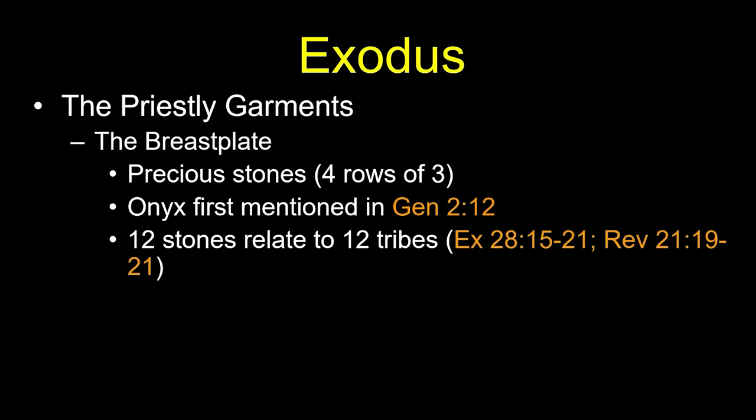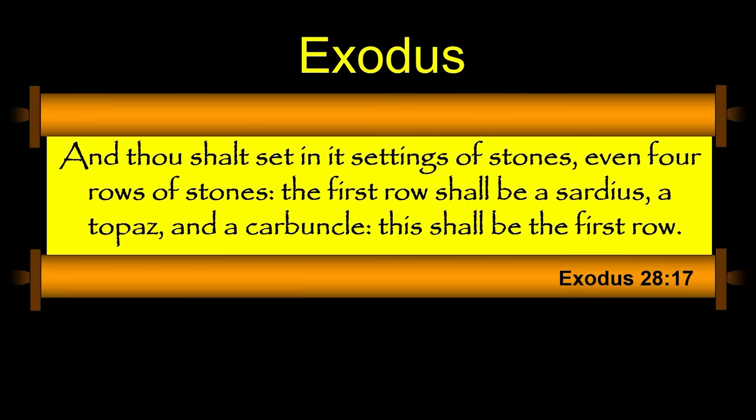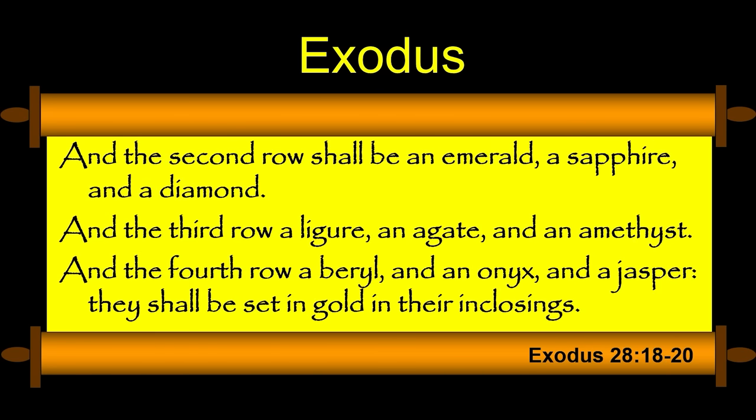In Exodus 28, let's pick it up about verse 17, thou shalt set in it settings of stones, even four rows of stones. The first row shall be a sardius, a topaz, a carbuncle. This shall be the first row. Second row shall be an emerald, a sapphire, and a diamond. Third row, a jacinth, an agate, and an amethyst. And the fourth row, a beryl, an onyx, and a jasper.